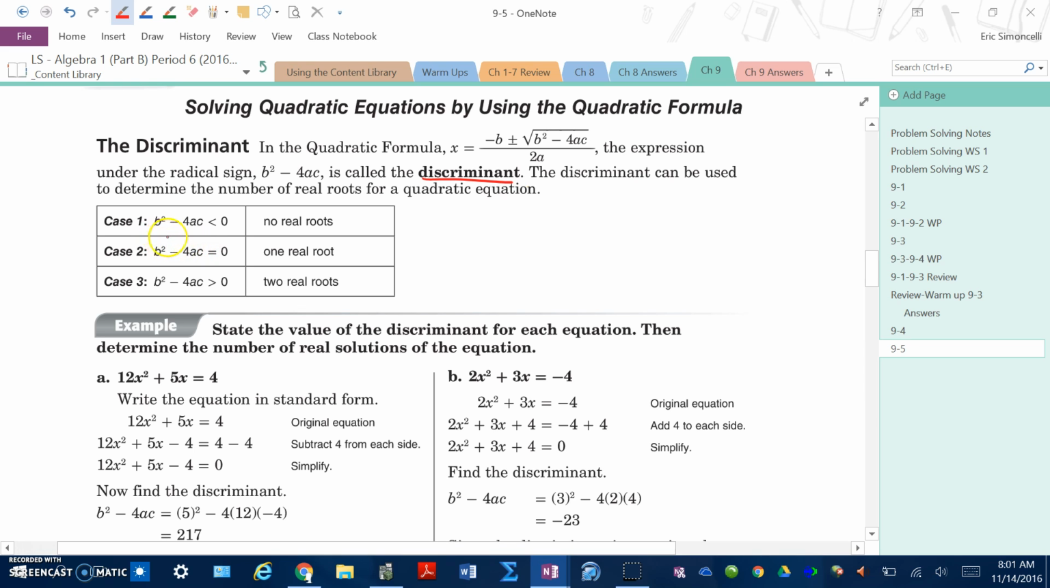The discriminant can be used to determine the number of real roots for a quadratic equation. So for case 1, b squared minus 4ac, if that whole quantity, again, under the square root, is less than 0, there are no real roots. So we'll see, maybe if you graph a parabola, it does not even cross the x-axis. Case 2, if b squared minus 4ac equals 0, there's only one real root, so the parabola would only cross at one particular spot. And then case 3, b squared minus 4ac is greater than 0, there will be two real roots.